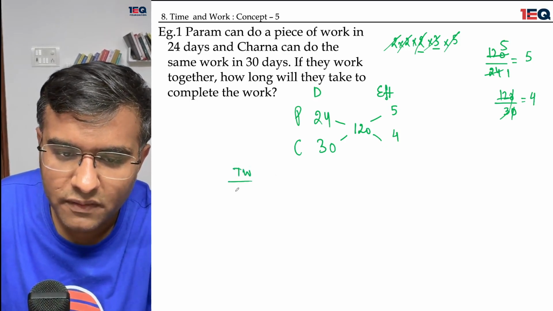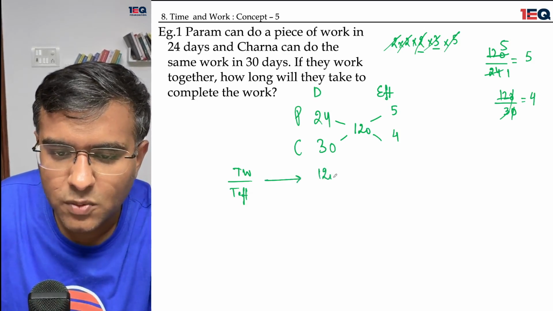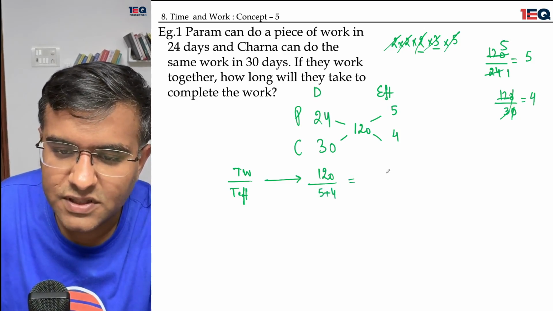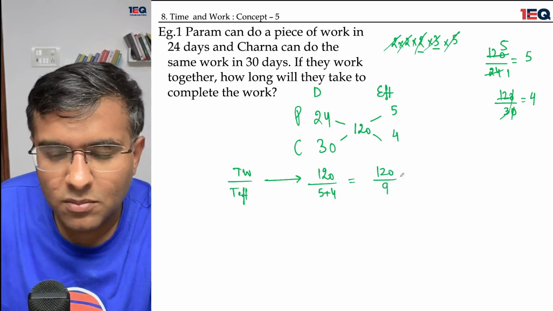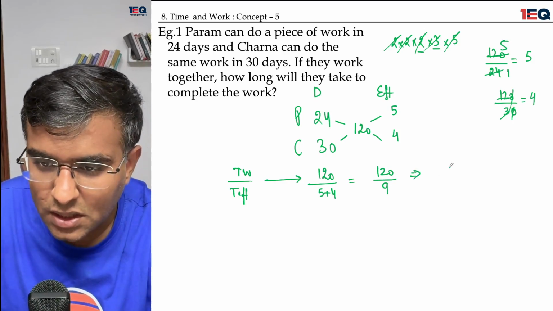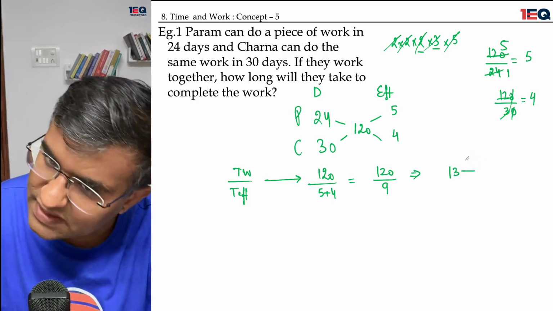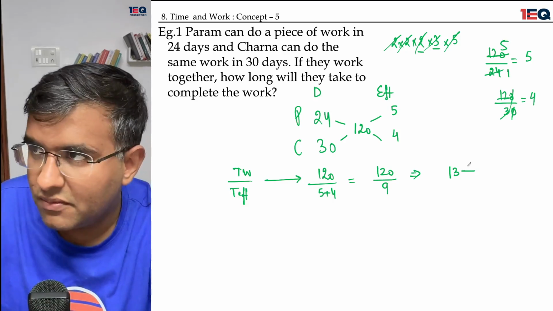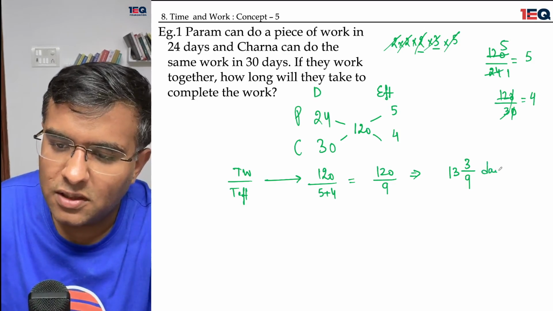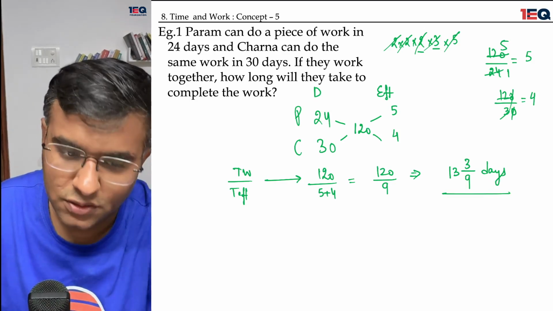Total work divided by total efficiency is my answer. My total work is 120 and my total efficiency is 5 plus 4, which is equal to 9. So 120 upon 9 is my answer. 120 upon 9 in mixed fraction is 9 ones are 9, and 9 threes are 27. 13 nines are 117. Am I wrong? No, I'm right. 117, we are left with 3 and 9. So 13 3 by 9 days is the total time they would take to finish the job.